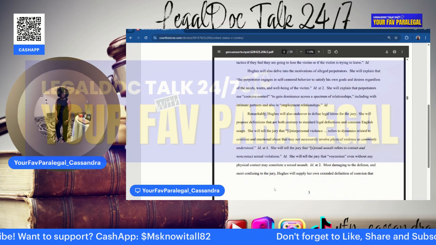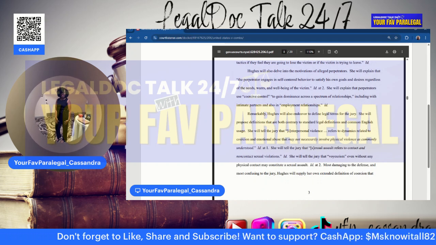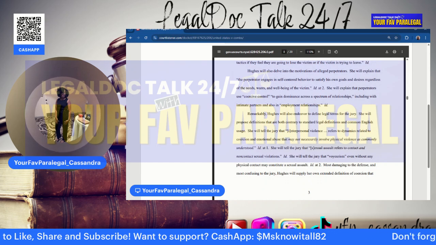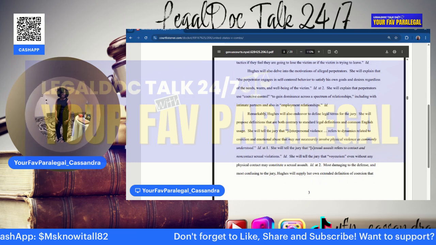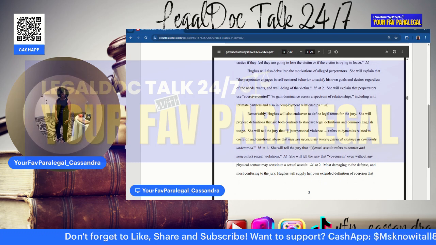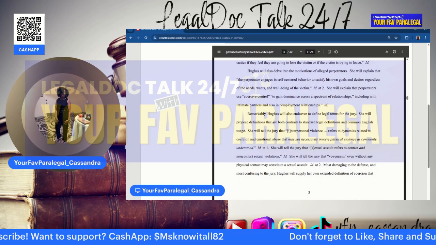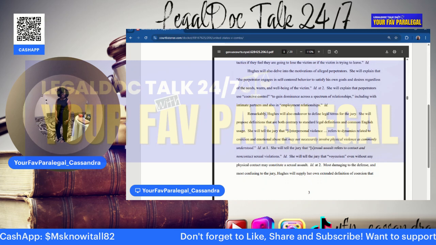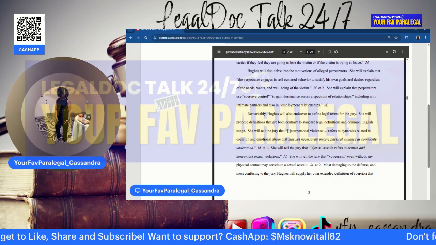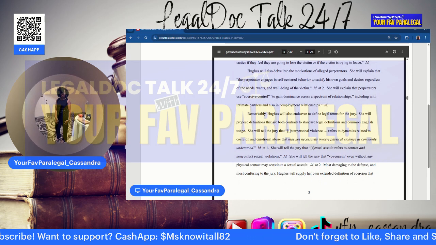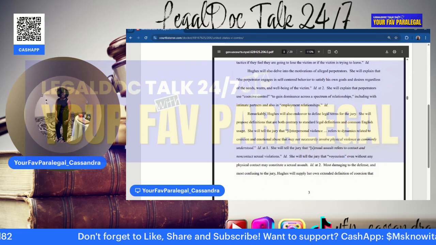Remarkably, Hughes will also endeavor to define legal terms for the jury. She will propose definitions that are contrary to both the standard legal definitions and common English usage. She will tell the jury that interpersonal violence refers to dynamics related to coercion and emotional abuse that may not necessarily involve physical violence as commonly understood. She would tell the jury that sexual assault refers to contact and non-contact sexual violations. She would tell the jury that voyeurism, even without any physical contact, may constitute a sexual assault.